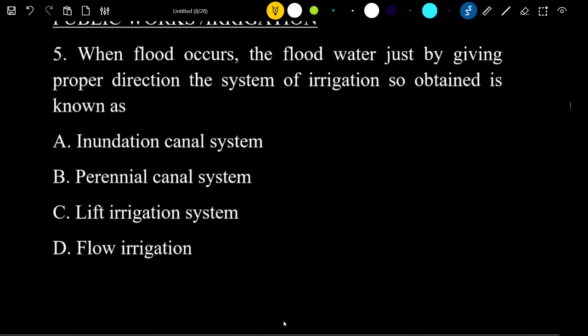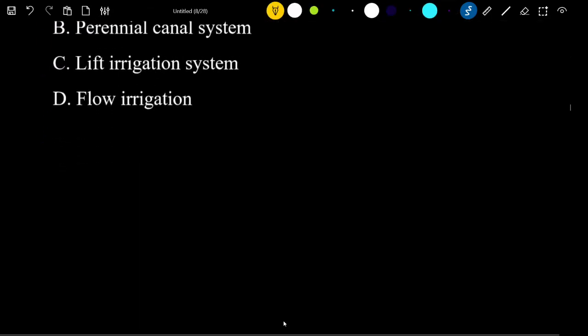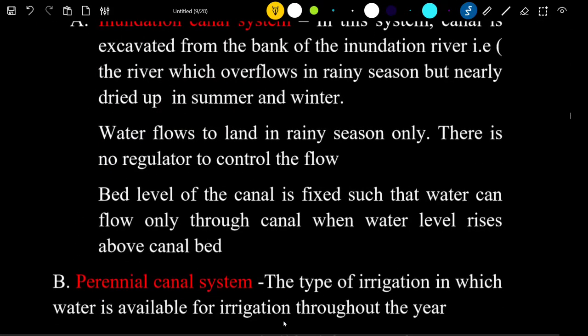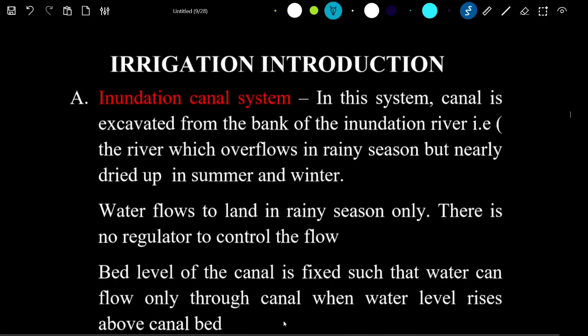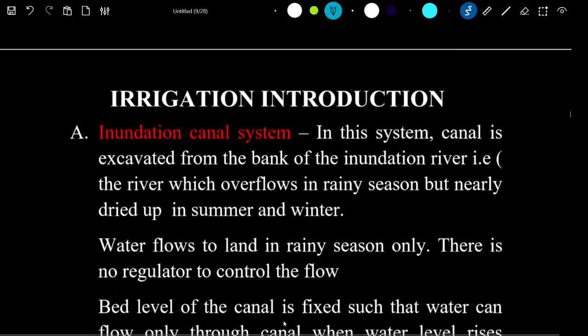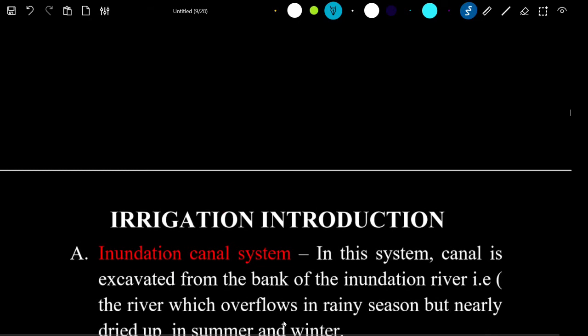The next question: when a flood occurs, the flood water, just by giving a proper direction, the system of irrigation so obtained is called... Such a system is what you call an inundation system. So we'll explain what an inundation system is. In this inundation system, when extra rainfall occurs, or sometimes when a flood occurs, the river will overflow its banks, right? Now this overflowing or excess water is diverted through some field ditches thus created to my field.